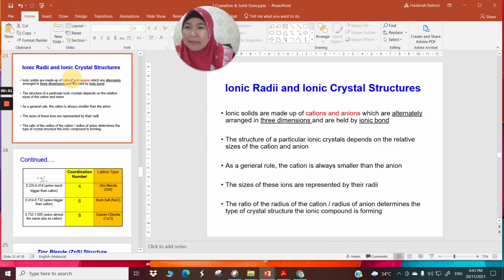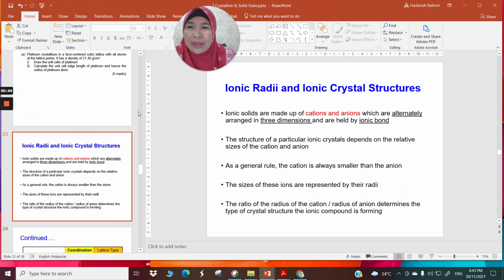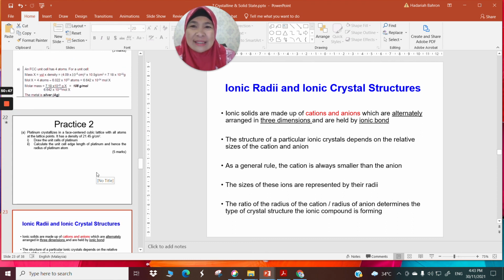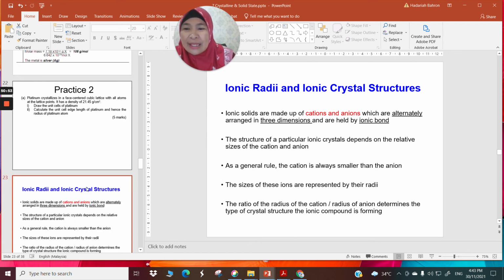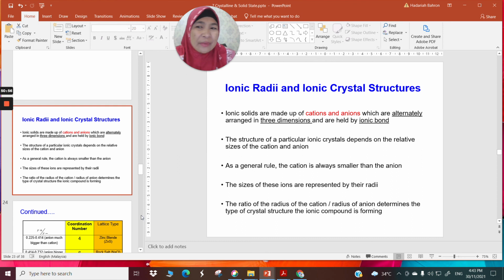So next, we are done with metal crystals. I'm going to stop here because this is already 50 minutes of the lecture. So my lecture 10 is going to stop at this practice exercise number 2. I'm going to continue in lecture number 11 with the next topic, which is ionic radii and ionic crystal structures.